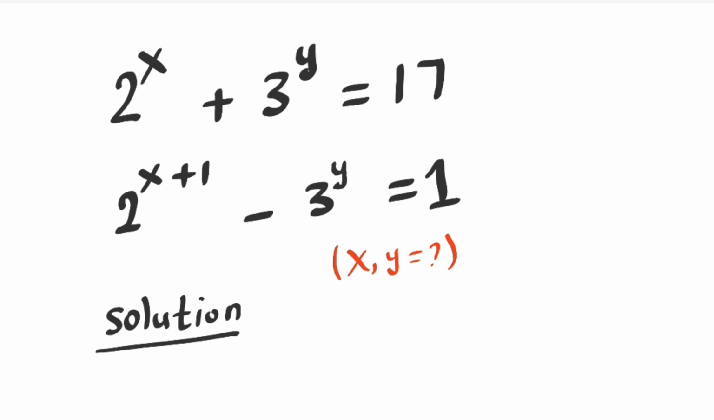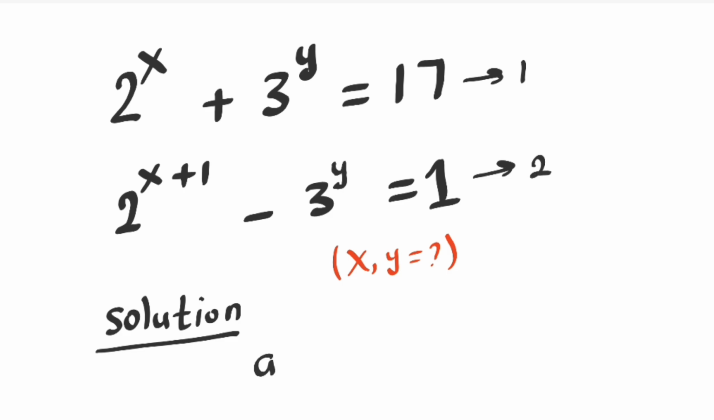We want to solve this problem using elimination method, and I'm going to treat it step by step. Now, 2 raised to power x plus 3 raised to power y is equal to 17. Let us call this equation 1. 2 raised to power x plus 1 minus 3 raised to power y is equal to 1. Let us call this equation 2.